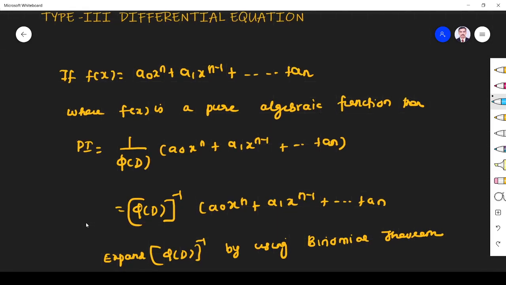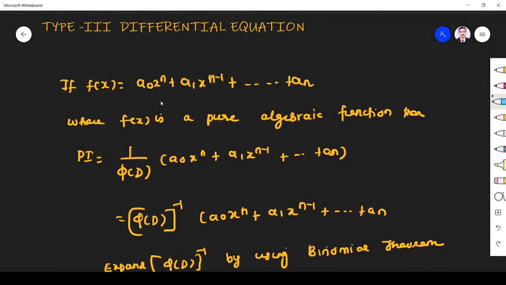Let us start this. If the right hand side of the differential equation, f of x, is in a purely algebraic format, then it comes under the category of type 3 differential equation. In type 1 we know that the right hand side f of x will be in the form of e power ax or bx. In type 2 it will be in the form of sine of ax plus b or cos of ax plus b. So in type 3, f of x is a purely algebraic function.